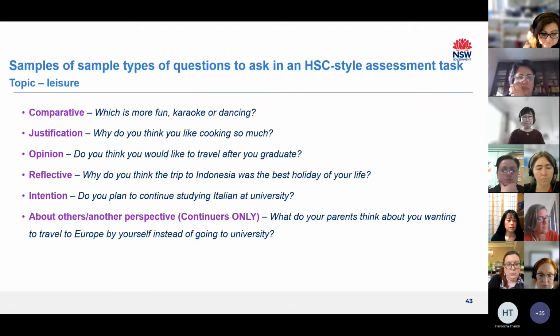Here are some more examples. Please note that asking questions from another perspective will only be asked in a continuous course.